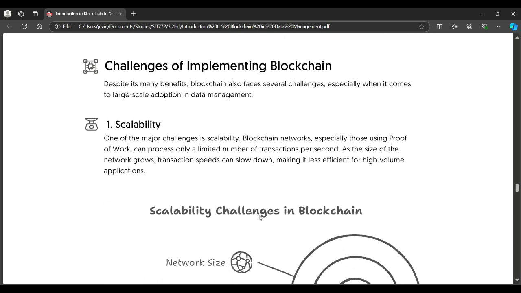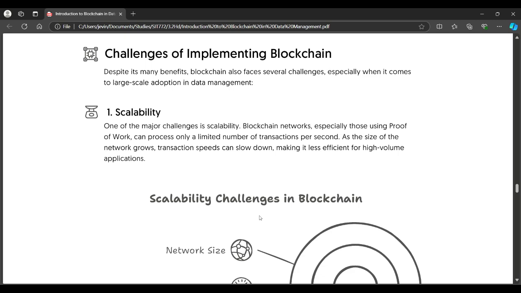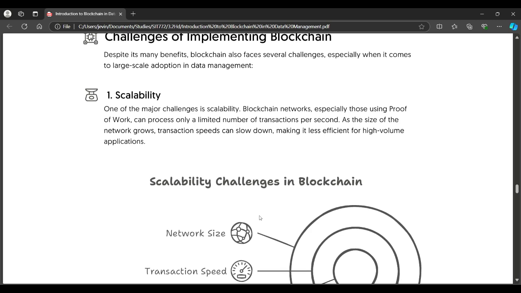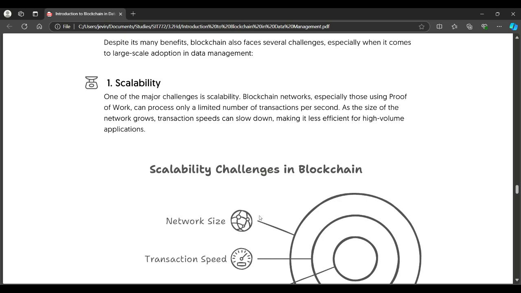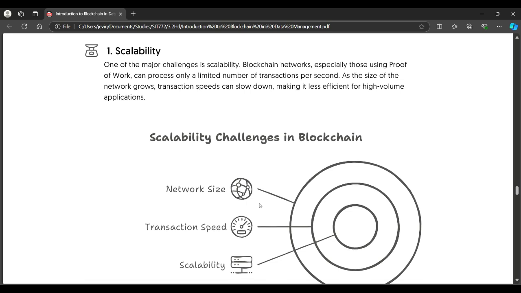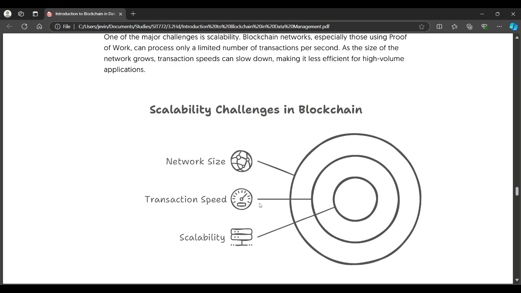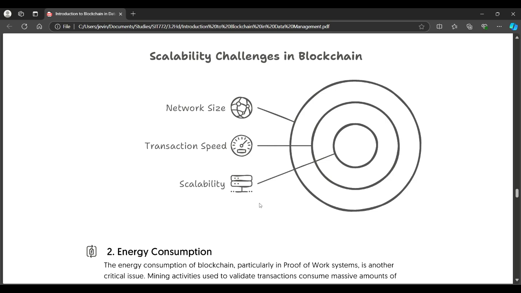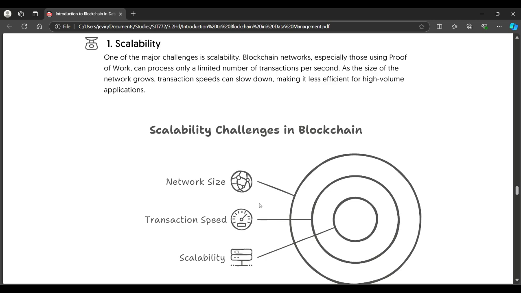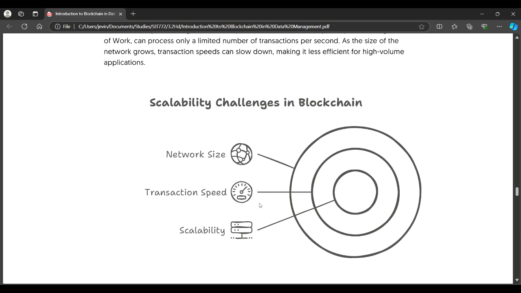So the challenges while implementing blockchains are scalability. It's a little bit challenging, and only a limited number of transactions are allowed per second. As the size of the network grows, the transaction speed can slow down. It makes it inefficient for high volume applications, so scalability is slow, while transaction speed gets affected due to the network growth.